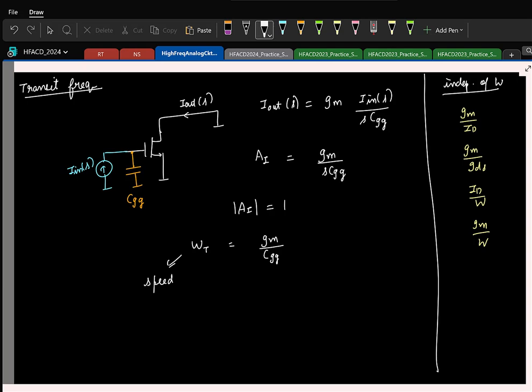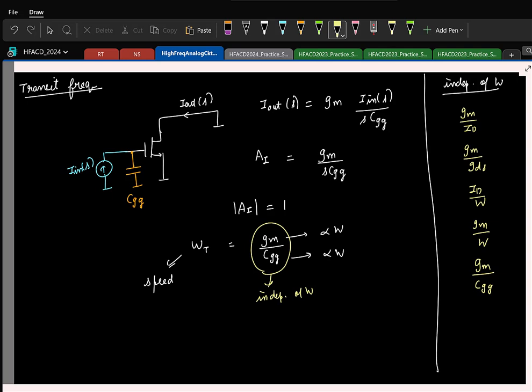Cool. And you also know gm is directly proportional to the width, we just saw. What can you say about the gate capacitance? That is also proportional to width. So what can you say about this ratio? That is also independent of width. So let me list it here. This is another parameter. Right?